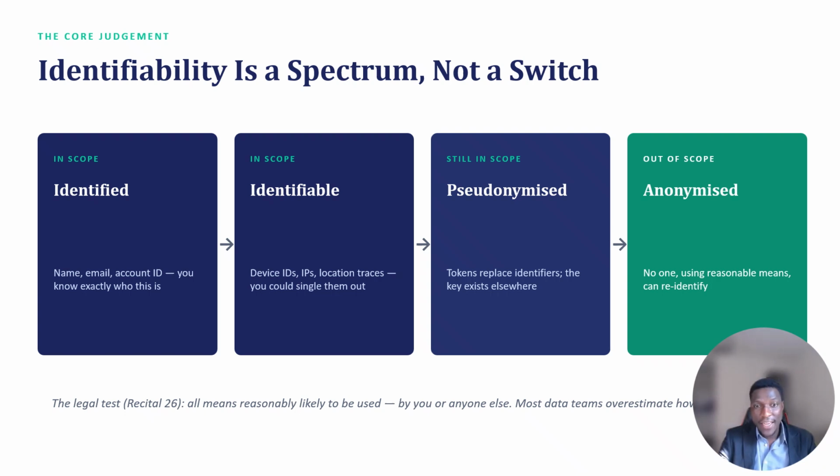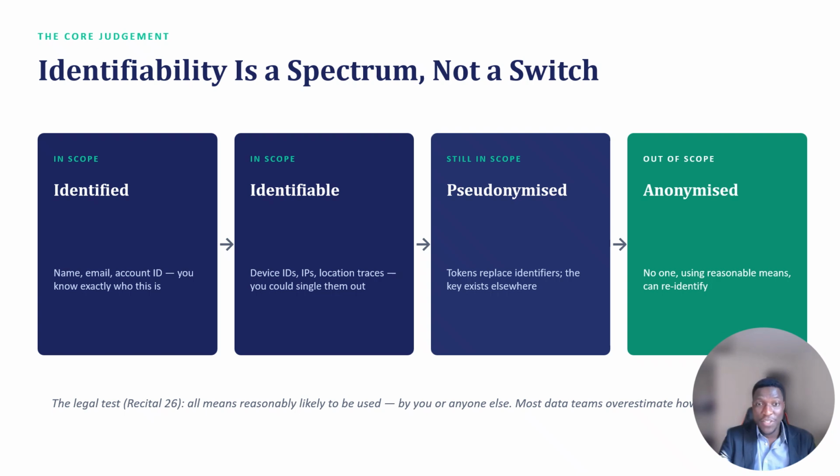Now, identifiable means you could single a particular person out. This could be things like device IDs, IP addresses, location traces. Basically, you can easily single out a specific user.